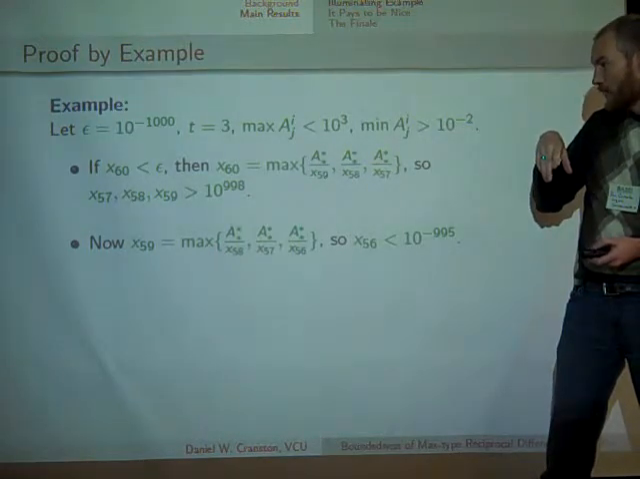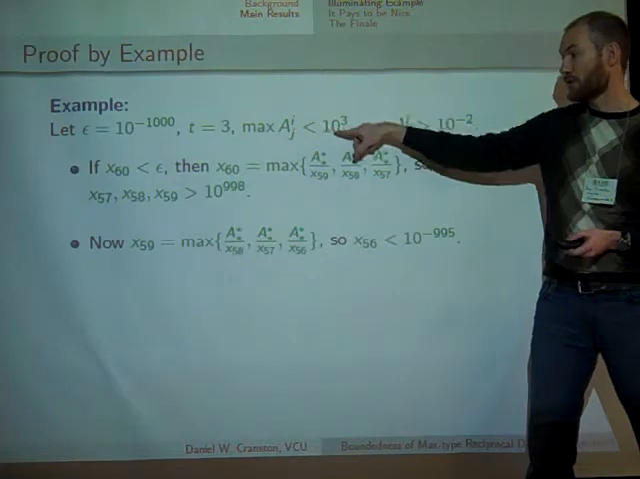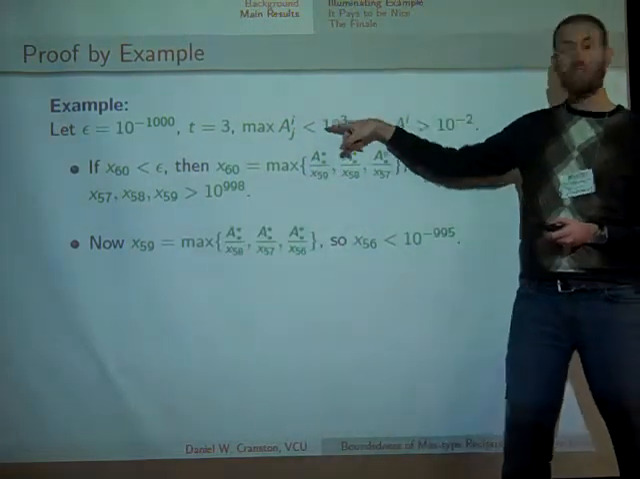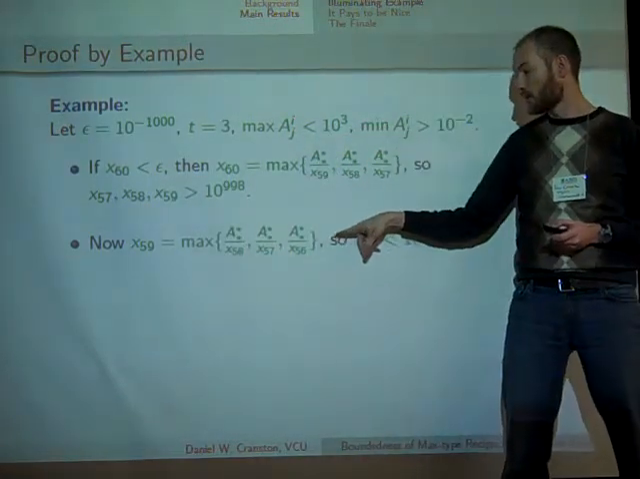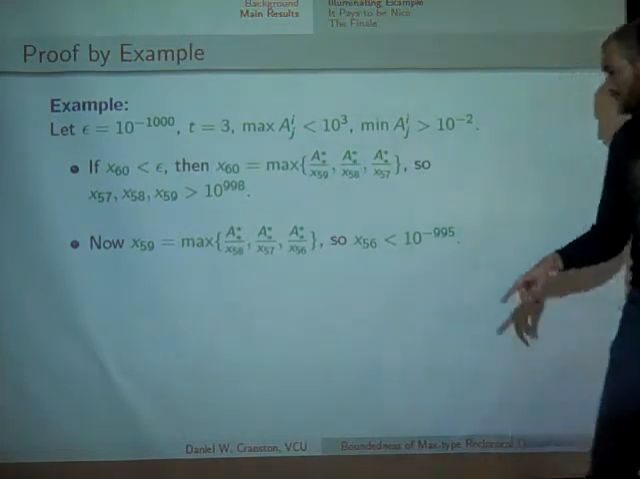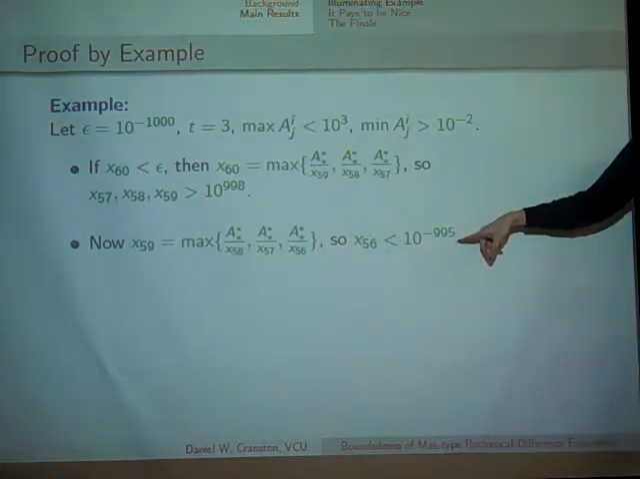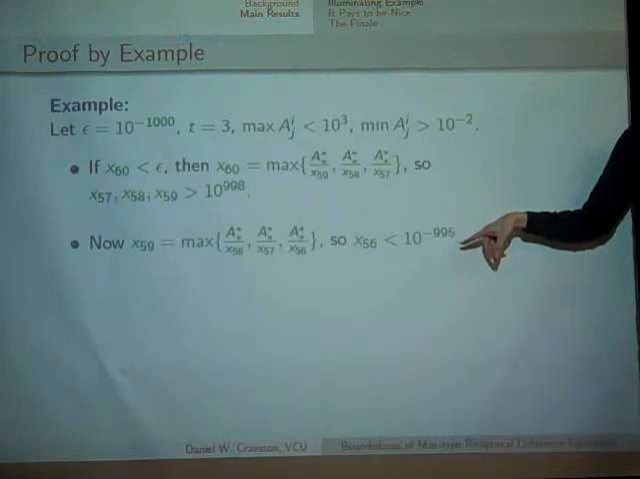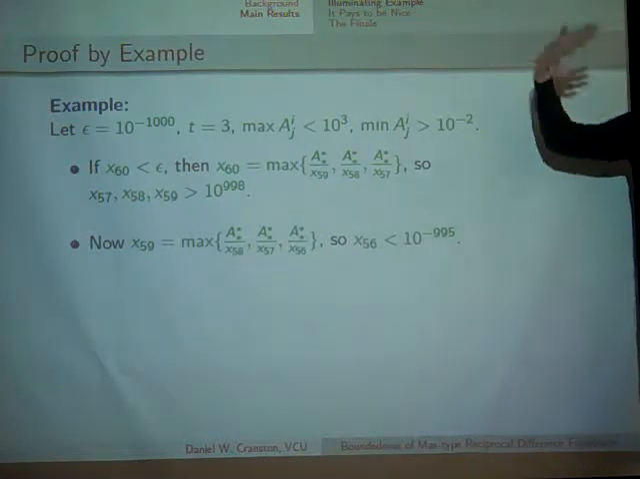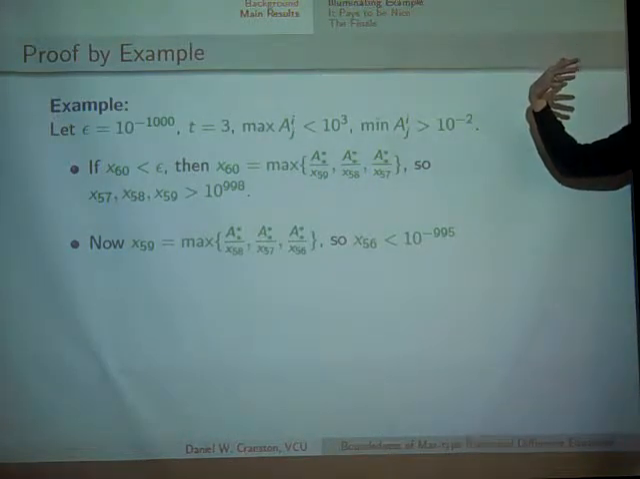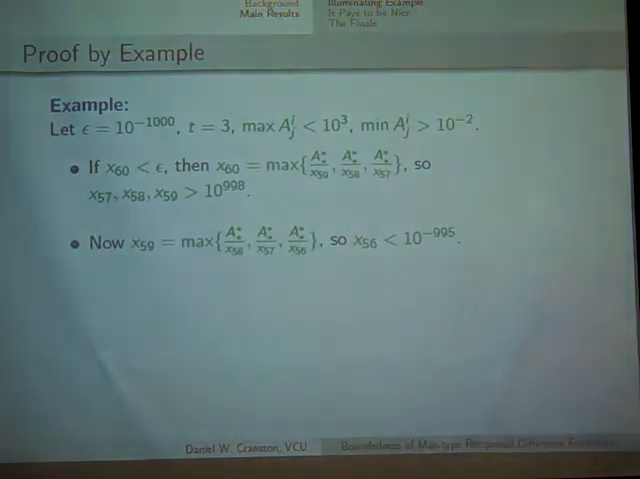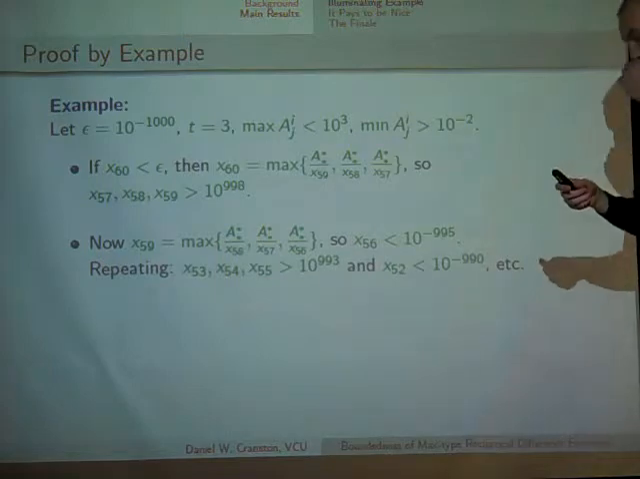Let me make sure I'm saying that right. You can get at most a factor of 10 to the third. You're trying to get really big. You can get at most a factor of 10 to the third from the A's, which means that x56 must be at least this big or smaller. Right? So that when you divide by it, you get this factor of 10 to the 995. Does that make sense? Yeah. All right? And so you can just iterate this.